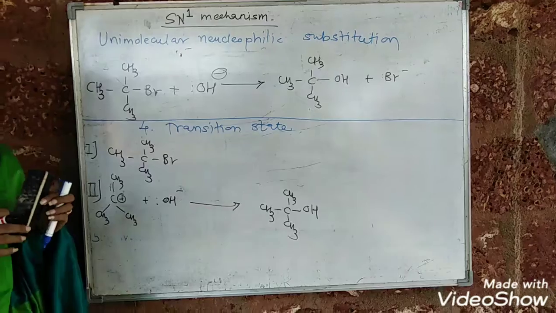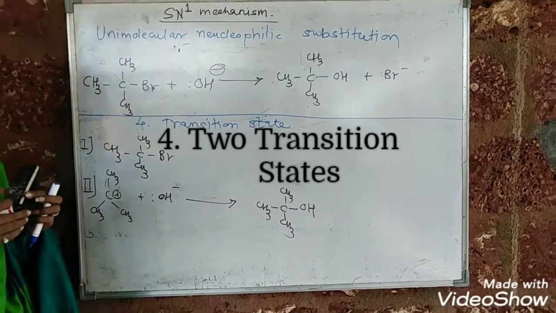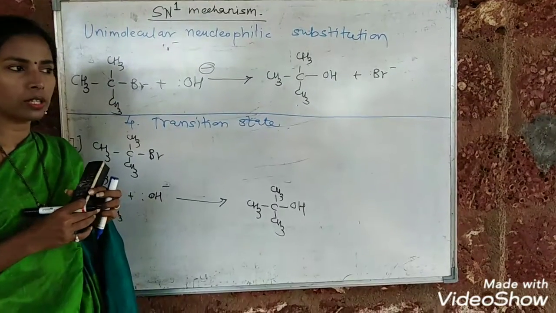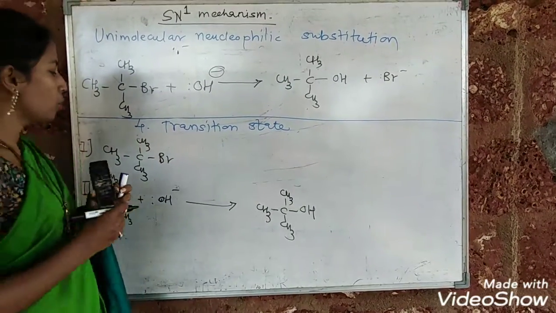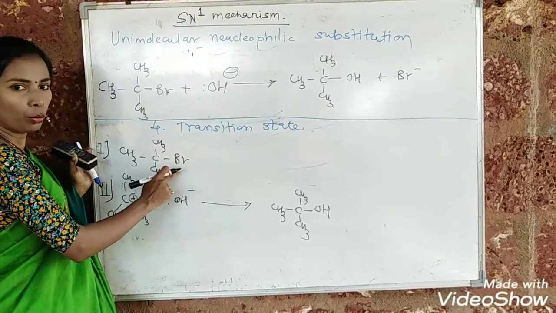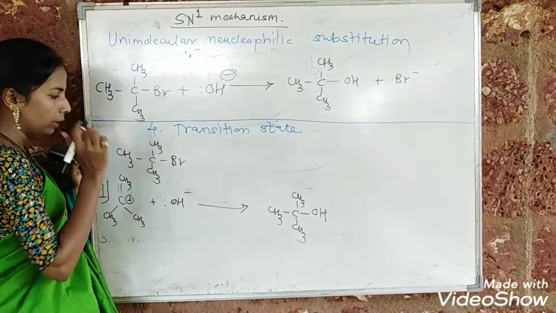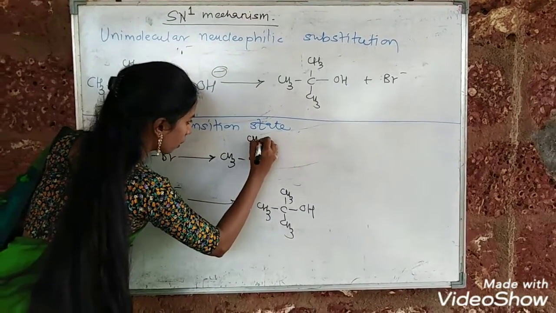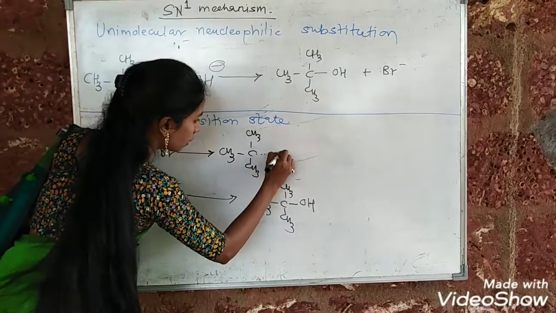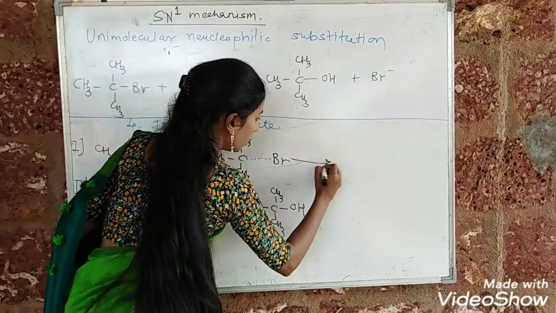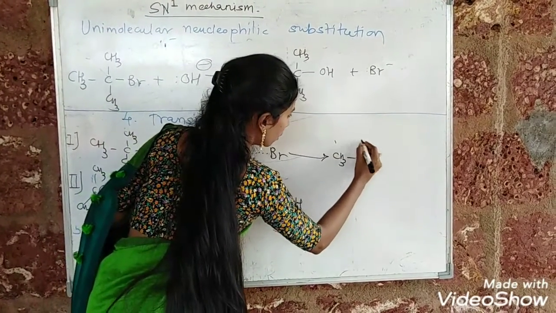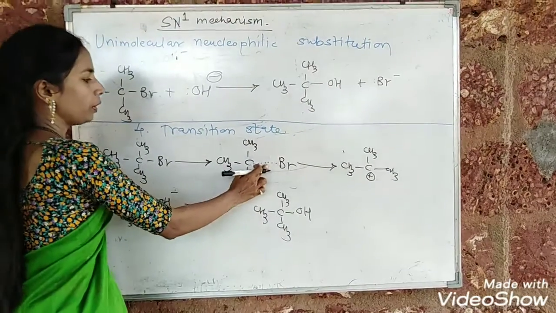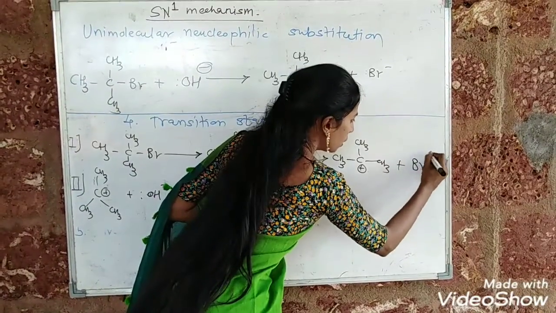The next feature is the formation of the transition state, which is the state having the highest energy. We have discussed earlier that the SN1 mechanism shows two transition states because there are two reaction steps. In the first step, there is breaking of the carbon-bromine bond, so bromine is to be removed from the alkyl halide. In the first step, this bond is breaking, and then the carbocation forms when this bond is completely broken and bromine is removed.